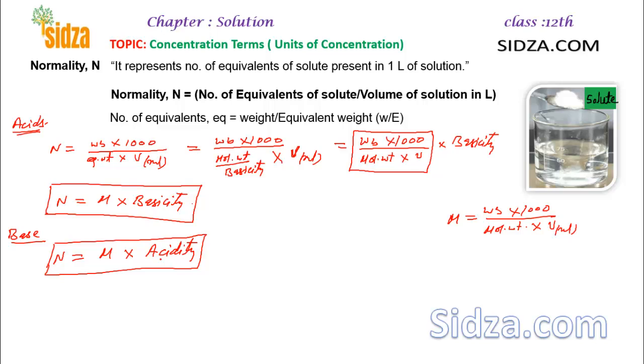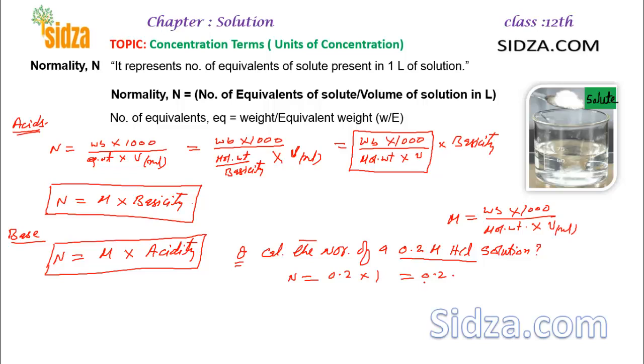So suppose you get a question: calculate the normality of a 0.2 molar HCl solution. I know the acidity of HCl is 1, therefore the normality will be the same. Normality here will be molarity, which is 0.2, times 1, which is again 0.2. So the normality and the molarity of the HCl solution are the same.